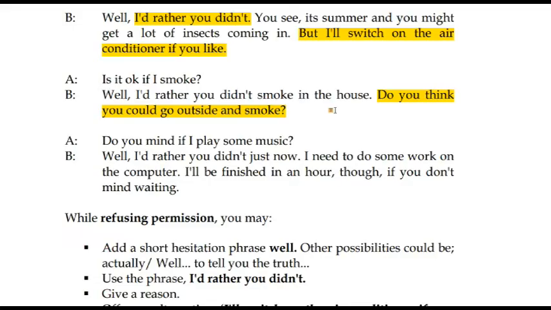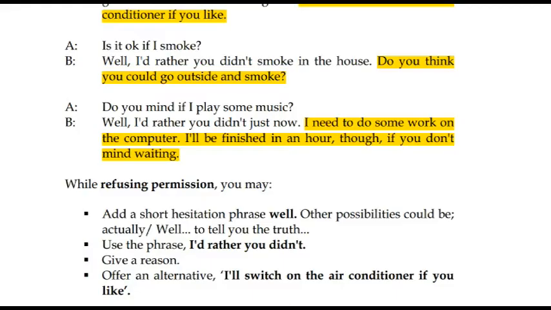Do you mind if I play some music? Well, I would rather you didn't just now. I need to do some work on the computer. I'll be finished in an hour, though, if you don't mind waiting. So this explanation is all that you need to do in order to refuse permission in a very polite manner. While you are refusing permission to somebody, there are certain hesitation phrases that you can add to your sentences. These hesitation phrases mean that you are thinking something.